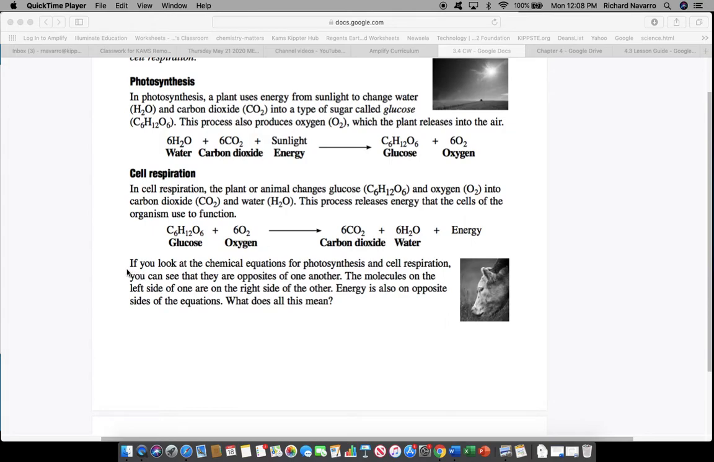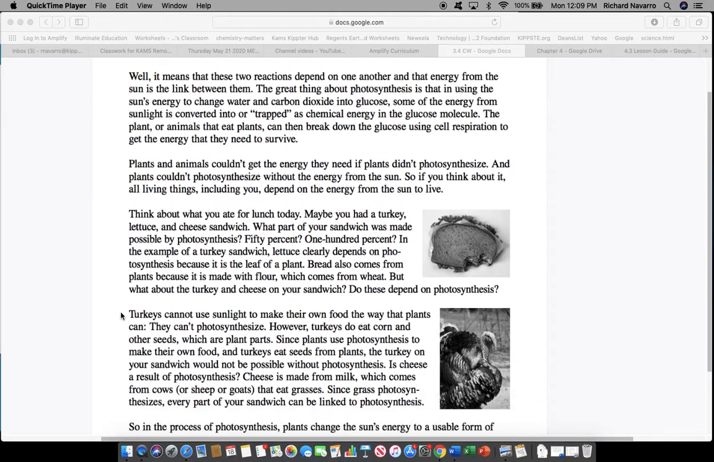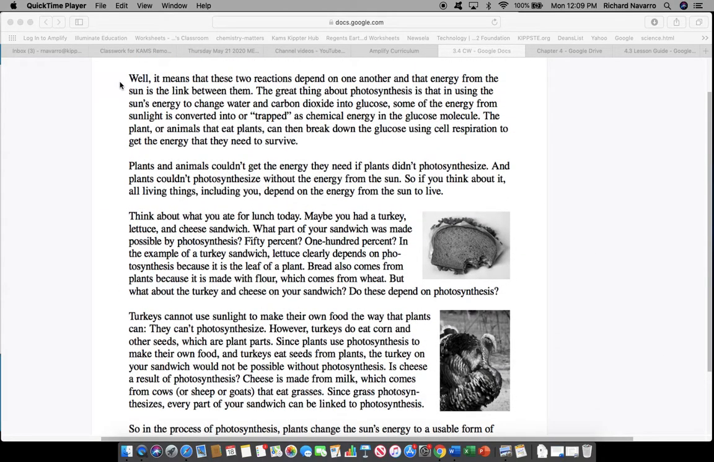If you look at the chemical equations for photosynthesis and cell respiration, you can see that they are opposites of one another. The molecules on the left side of one are on the right side of the other. Energy is also on opposite sides of the equation. What does this all mean? Well, it means these two reactions depend on one another and that energy from the sun is the link between them.